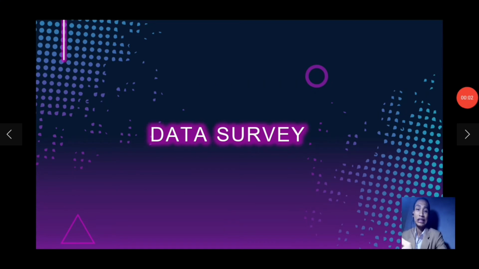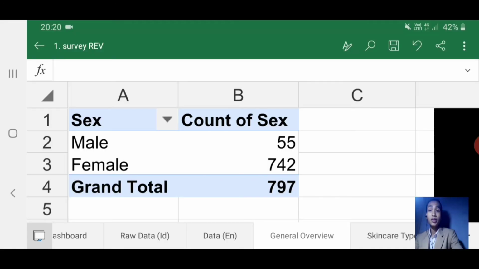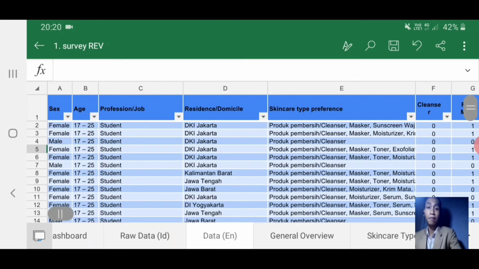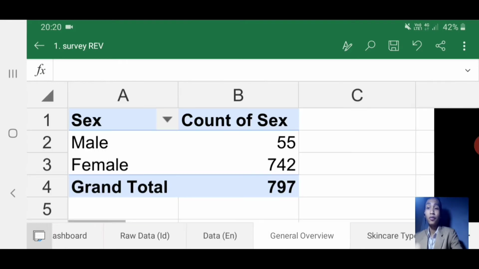Okay, so this is the data survey of our project. We were able to collect about 797 data from the survey, and it helped us a lot to analyze this type of data. Let's move on. This is the result of the pivot table created from the data, and as we can see here, there's a lot of data and we created a pivot table out of it, and then we were able to collect and count the data.